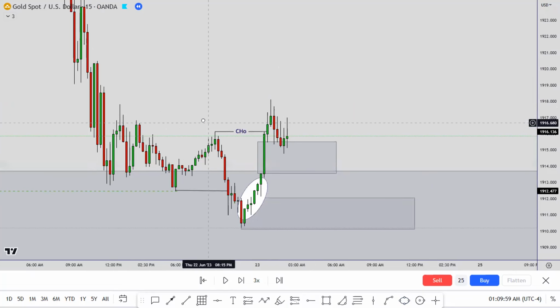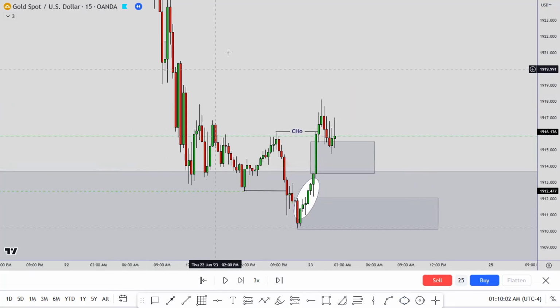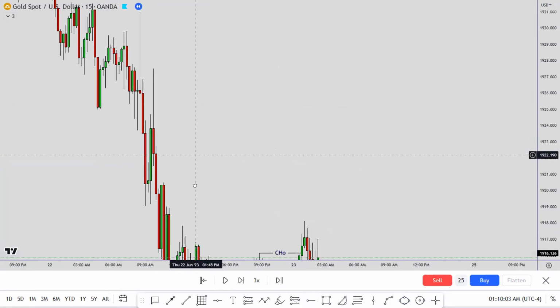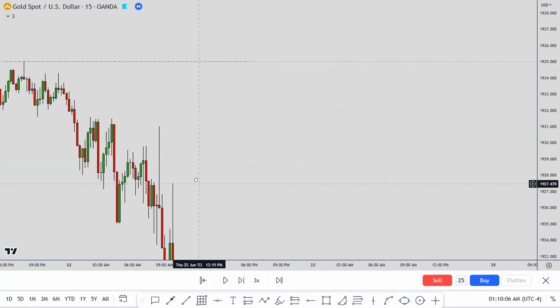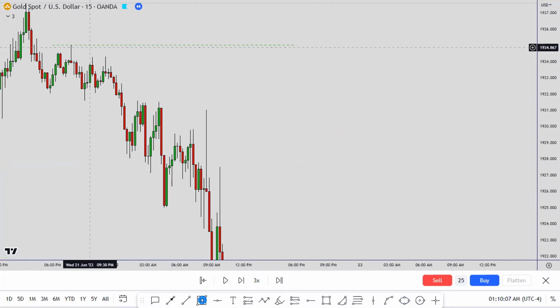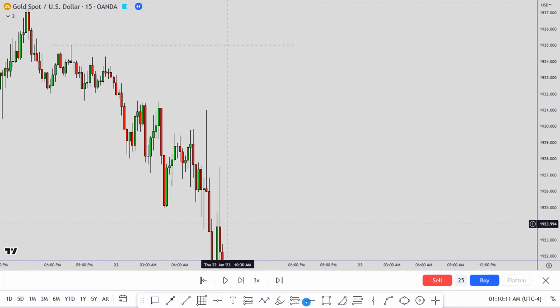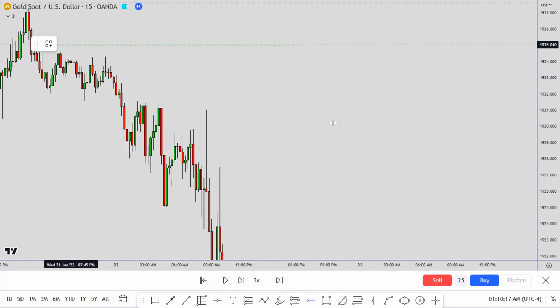So I expected price to take the previous day high. I saw we had the previous day high somewhere here. You see this, this one, previous day high, the green colored one, the green line, this one.